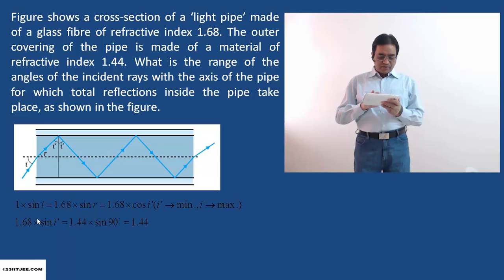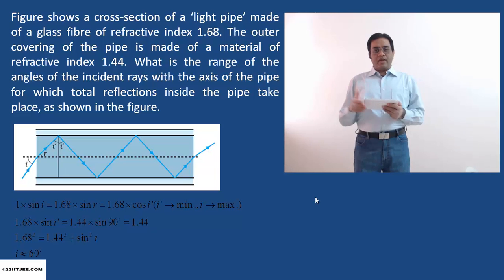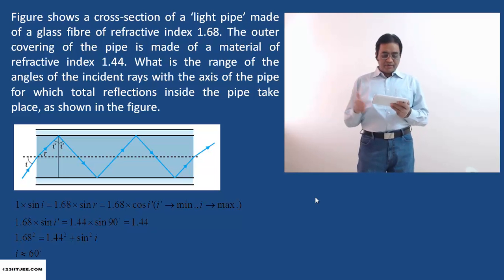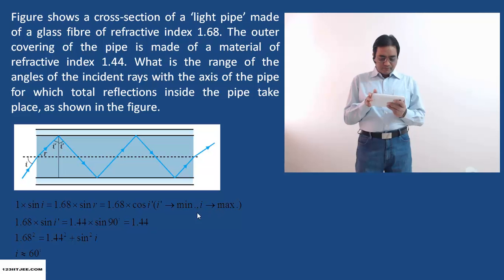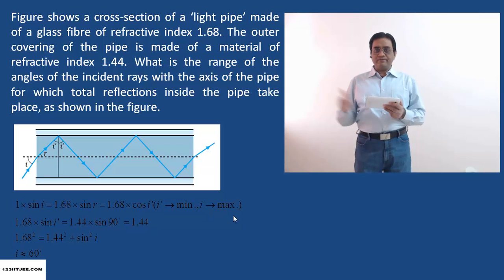Now we have these two equations. We can square and add them, and we would have 1.68 square equal to 1.44 square plus sin I the whole square. From this we can find angle I. Angle I comes to be around 60 degrees, slightly less than that. And since this is the maximum value of I, I would lie between 0 to 60 degrees.